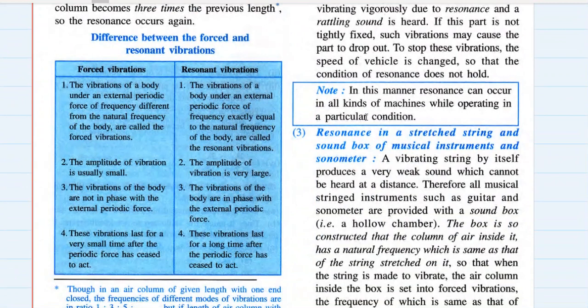So now we are able to differentiate between forced and resonant vibrations. So much information, so much theory is covered in this chapter. We started with natural vibrations and all its examples, then we did damped vibrations, then the difference between natural and damped vibrations, then we did forced vibration, then the difference between natural and forced vibration, then a special case of forced vibration which is resonant vibration. Now we are doing the difference between forced and resonance vibrations.